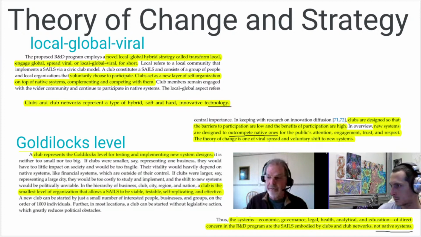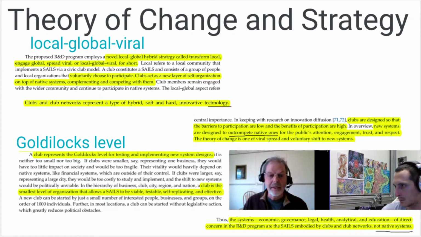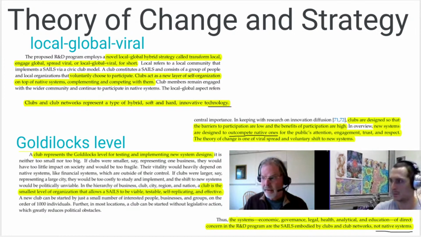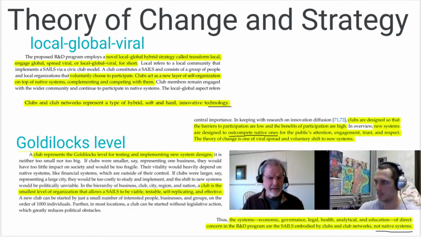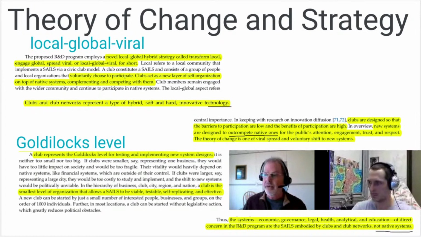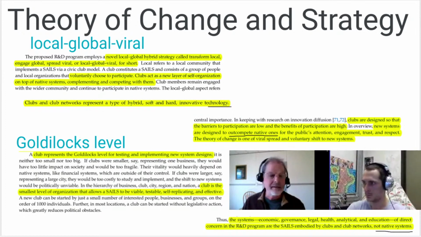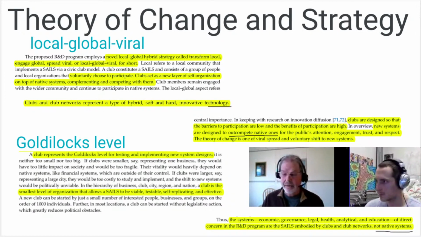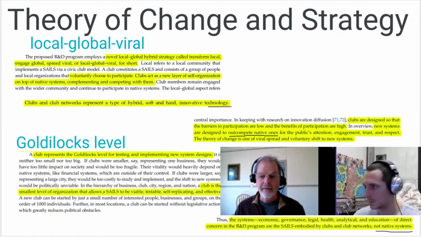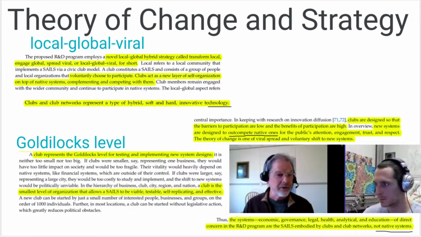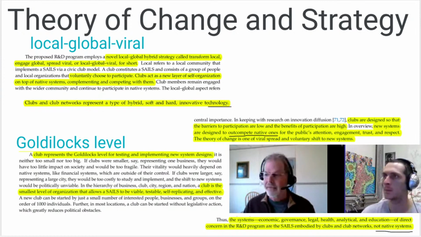And at the same time, a club can grow, and the participation rate in a local area could grow. So clubs can grow in size and they can replicate into new locations. And that sets the stage for viral growth. That would be how the societal transformation and the use of new systems could spread to near global levels over a period of a 50-year horizon.